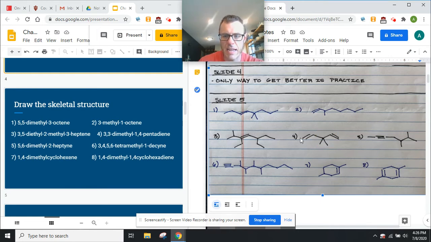Here we have pentadiene. You should be able to do that. And the rest of them, I'm going to let you look over instead of walking through each of them. I think you can handle it.